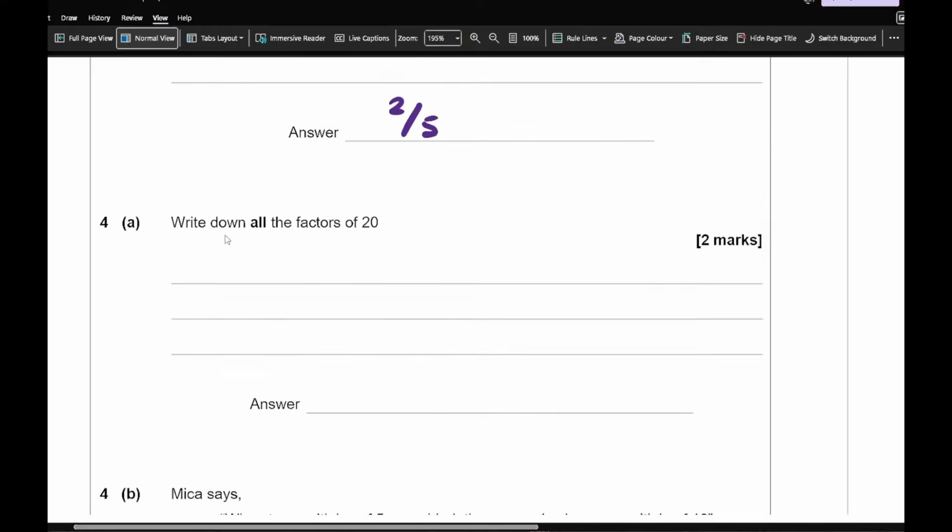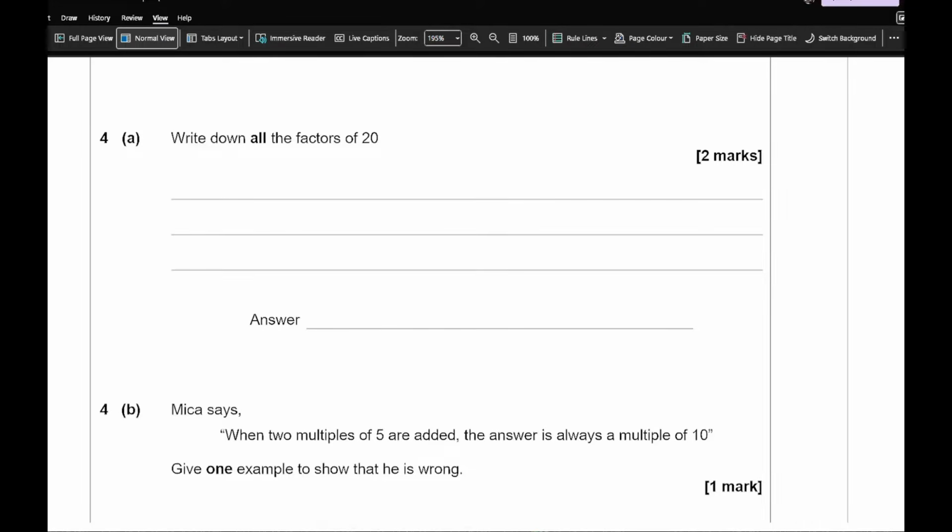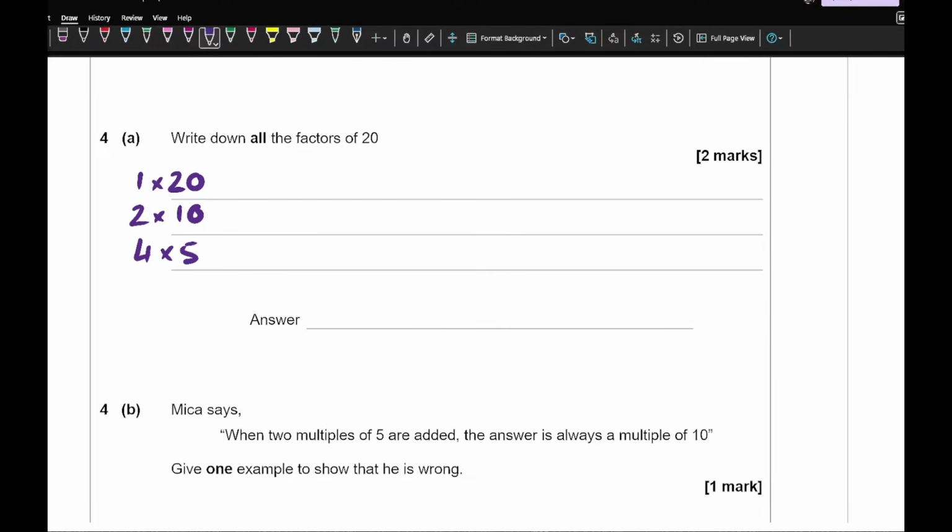Then for question 4a, it says write down all the factors of 20. So what you want to do here is see what numbers divide into 20 without leaving any remainders. So we can do 1 times 20, 2 times 10, 4 times 5, and that's pretty much it. Your factors are all of those numbers, so we've got 1, 2, 4, 5, 10 and 20.